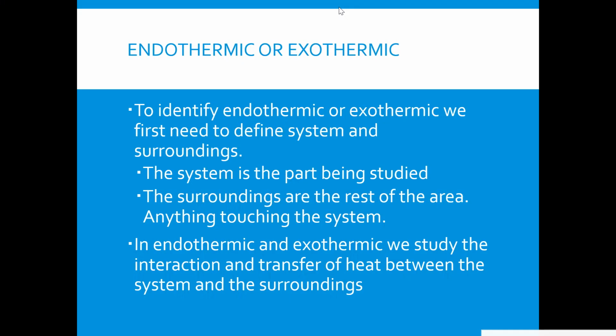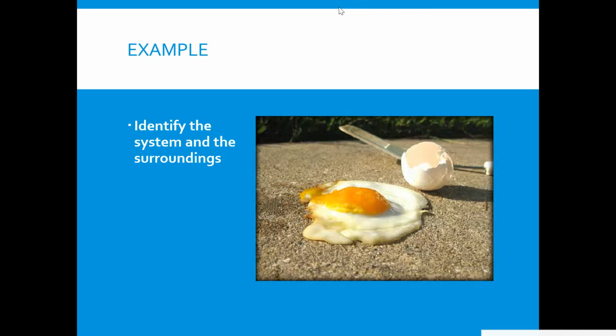When looking at the difference between system and surroundings, the system is the part that you're going to study. And for us in a chemical classroom, that's usually the chemical reaction. And the surroundings are the rest of the area. And sometimes that's just how it feels, what it does to the surroundings. Does it feel warm? Does it feel cold when touching the reaction? And then in endothermic reactions, we study the interaction between the direction the heat transfers between one to the other.